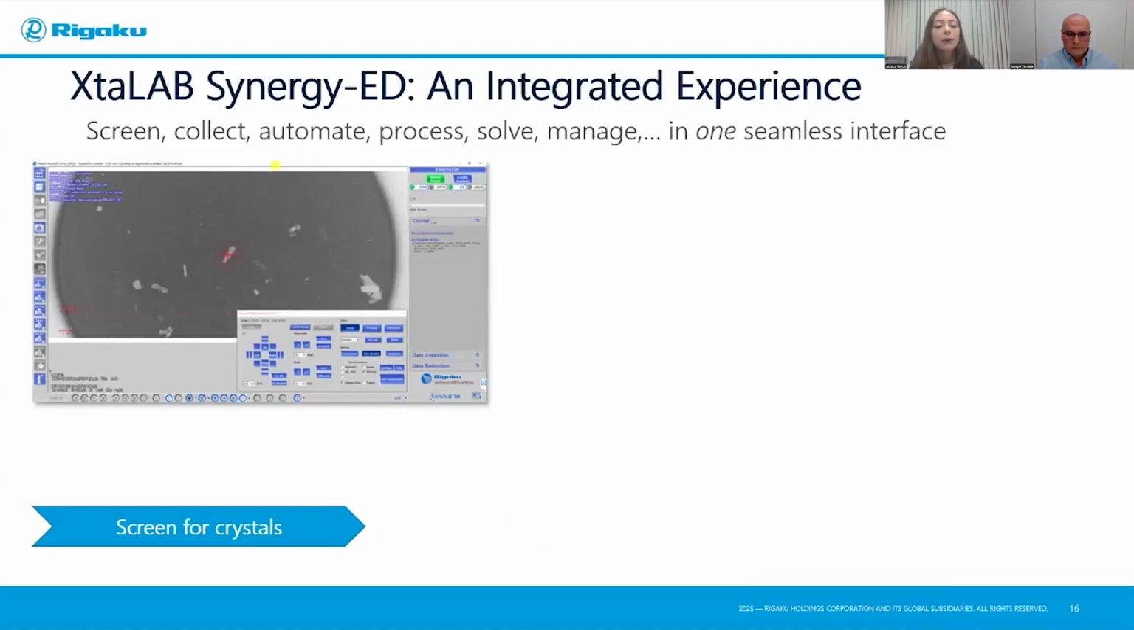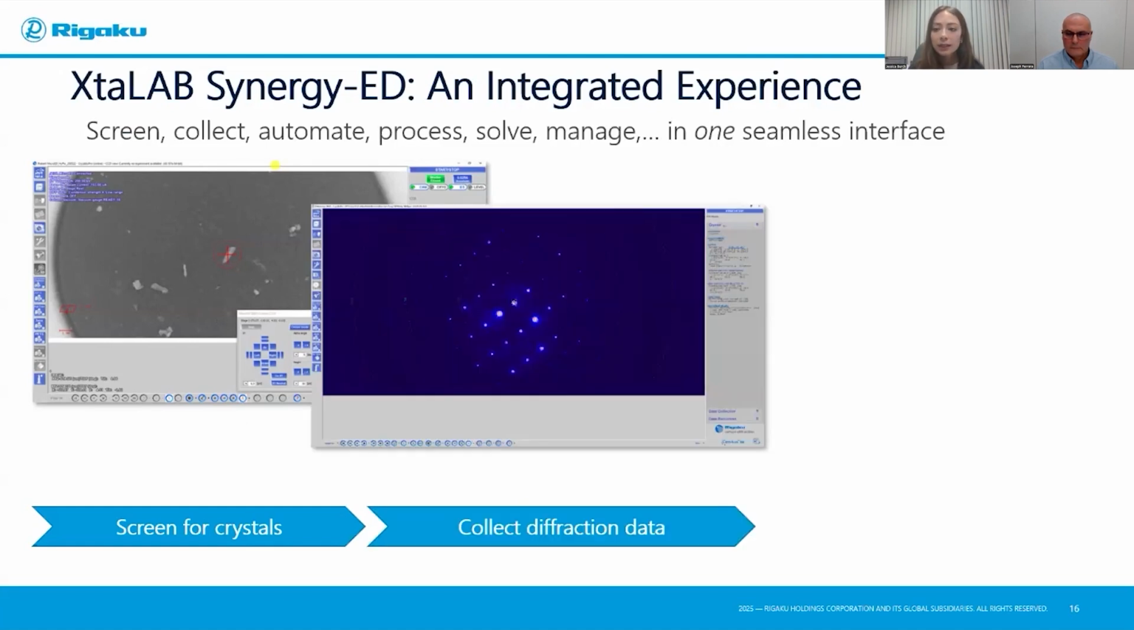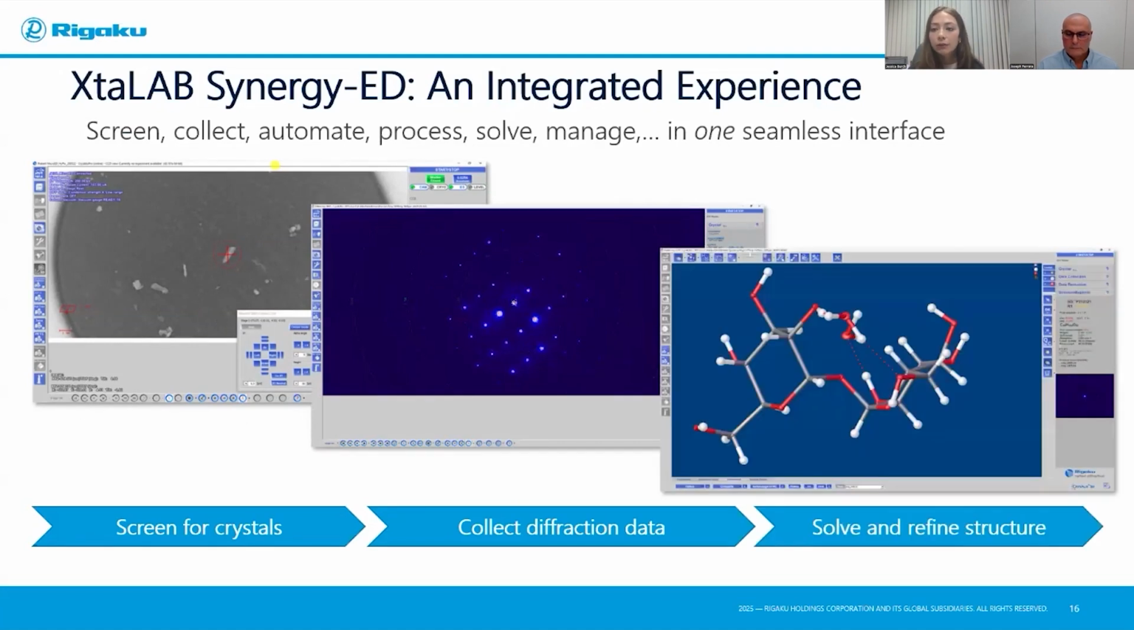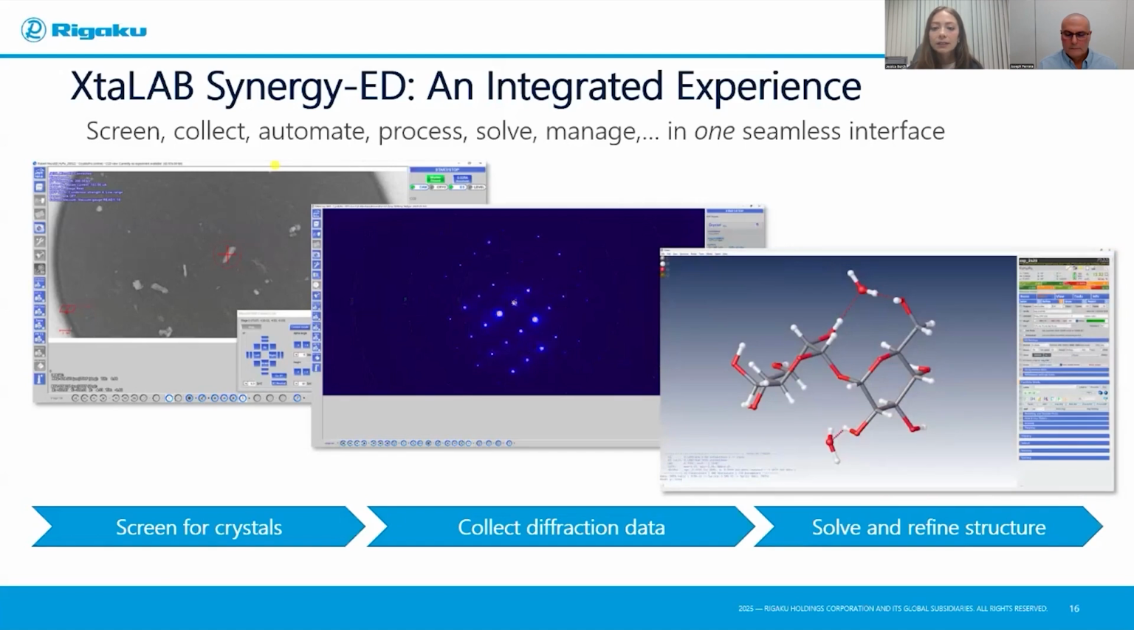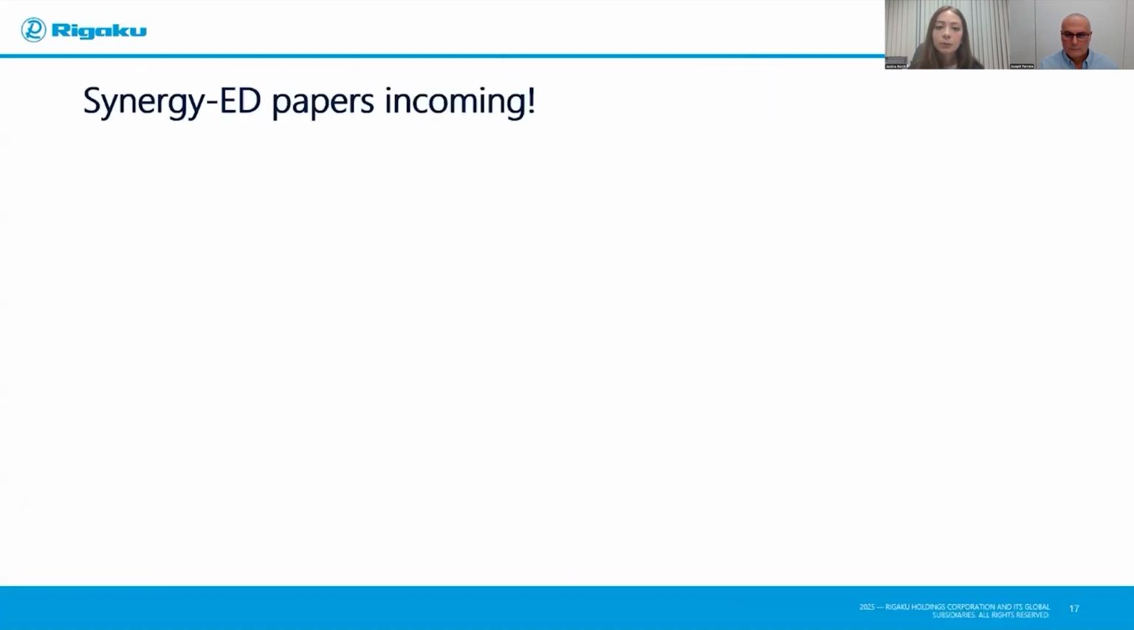So I'll give you a brief overview of this now, but we're going to go into each of these steps a little bit more in depth throughout this talk. So the first thing that we'll be doing is screening for our crystals and locating them visually. We'll be collecting our diffraction data, solving our single crystal structure, and refining it in OLEX. And all of this is fully integrated within XtaLAB Pro on the Synergy-ED.